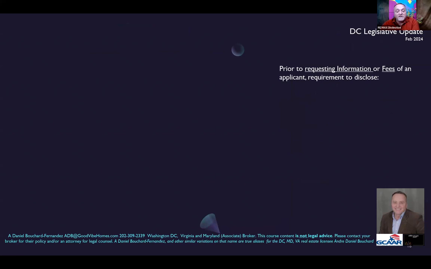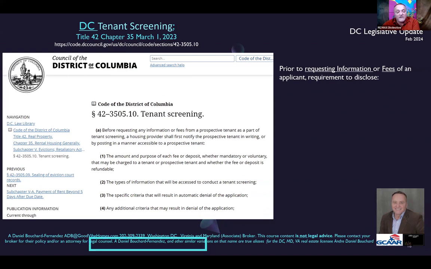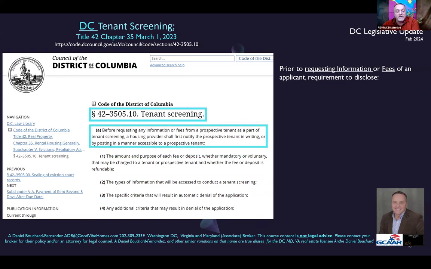So the big things that you need to start being concerned about in DC: as of April of last year, the laws became effective. The laws were enacted by the city council, signed into law by the mayor, and became effective as of April. So the first issue is the topic of tenant screening.